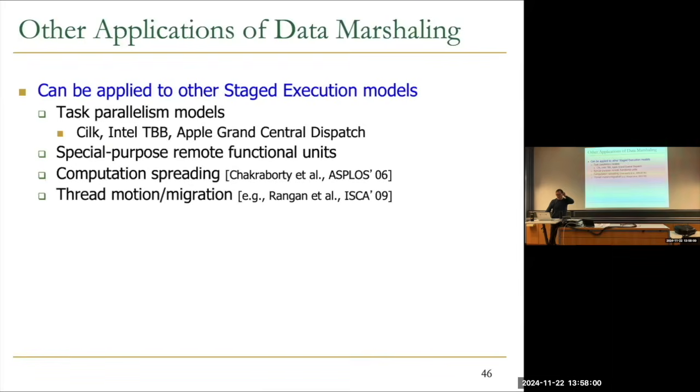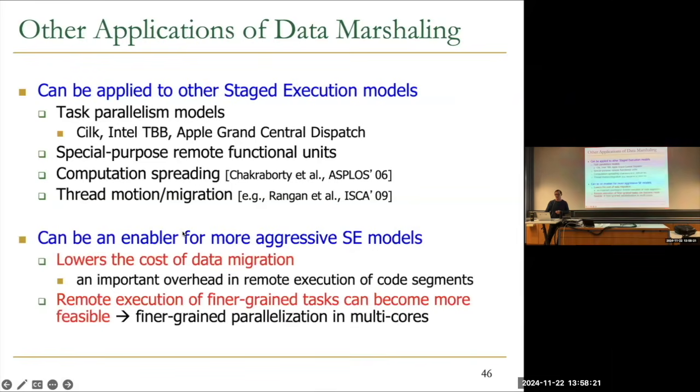So in the paper, we also discuss other applications that I'm not going to talk about. This could be generalized to other stage execution models, like clearly task parallelism models that people use in the field. I'm going to briefly talk about that when we talk about multiprocessors, I think. And special purpose remote functional units. There are also other approaches in literature that are interesting that I'm not going to talk about. And I think if you actually reduce the cost of this sort of communication, including with this approach, this could be an enabler for more aggressive stage execution, meaning more aggressive parallelization, right?